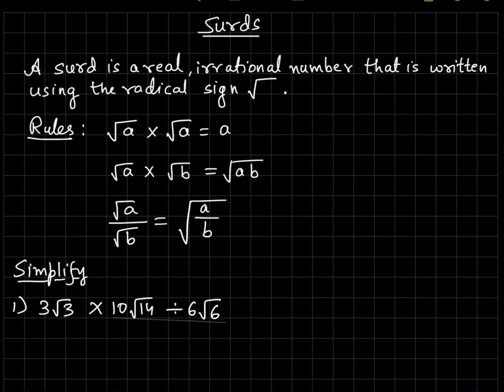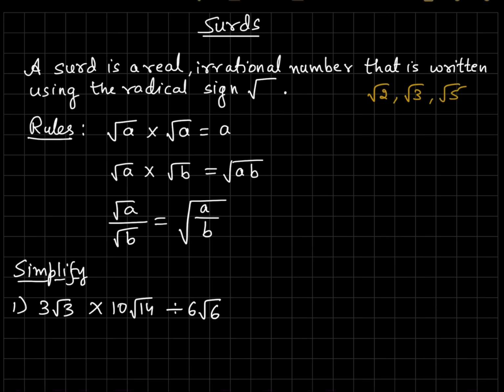So, what are surds actually? A surd is a real irrational number. Irrational number means a number which is not a perfect square, right? And this number is written using the radical sign, like square root of 2 or square root of 3 or square root of 5.